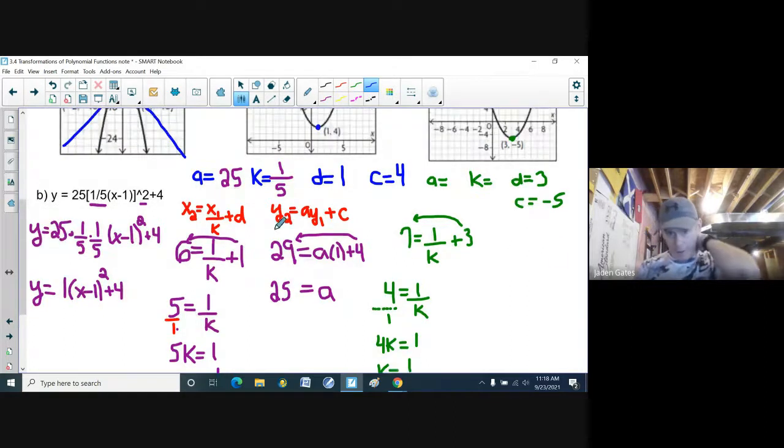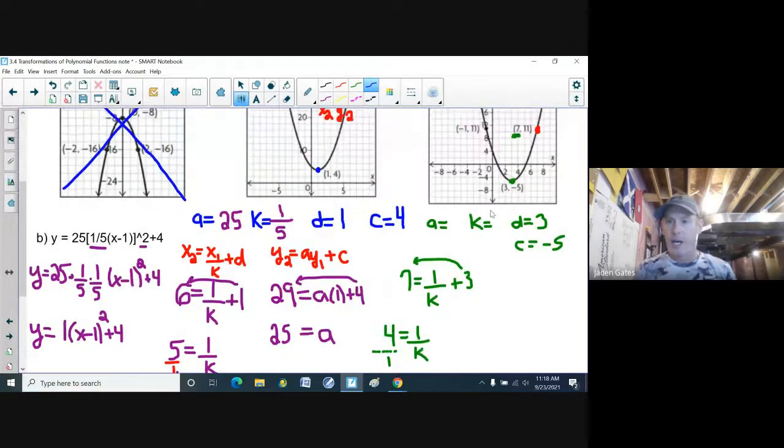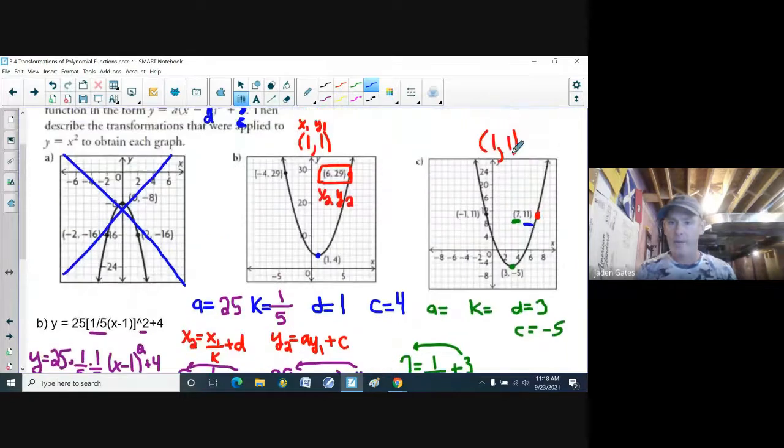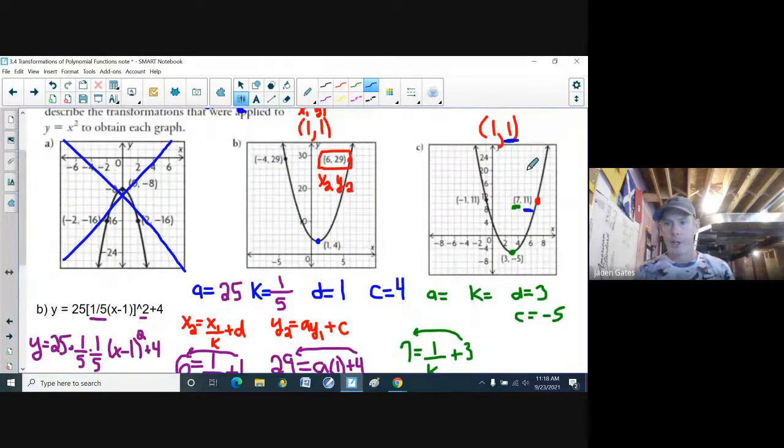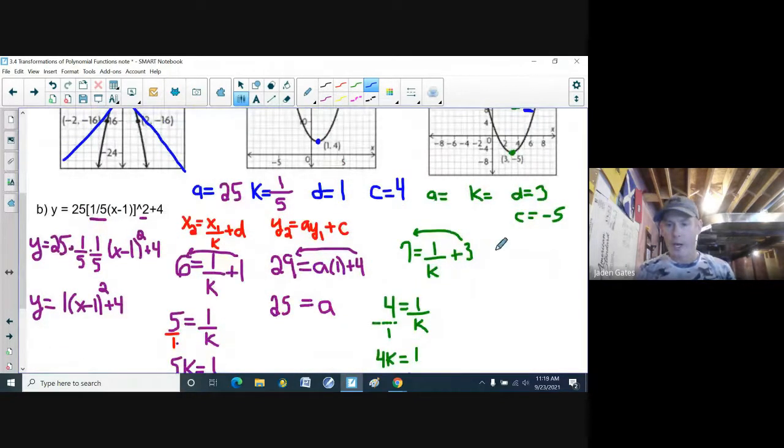So again, I'm going to use my formula y2 equals a times y1 plus c. There we go. There is 11 is my y2, and again, y1 is 1. Let's give you a good look at that. All right, so here we go. y2, that's 11 times a times y1, which again is just 1. All right, and then my c value is minus 5.